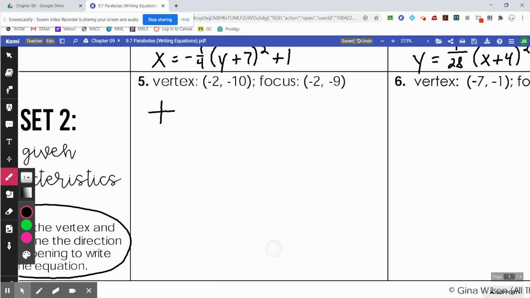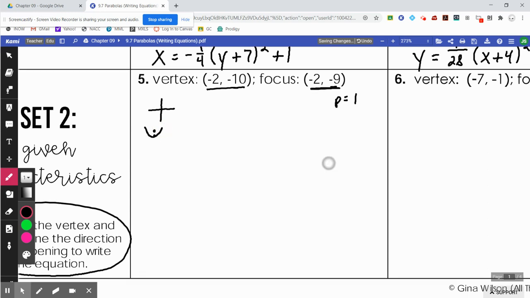I have a vertex at (negative 2, negative 10), so somewhere way down here. And I have a focus at (negative 2, negative 9). Again, the p-value is the distance from the vertex to the focus. And you can see from negative 10 to negative 9, that'd be a distance of 1. Now, we do need to determine if our p-value is positive or negative. It's positive if it cups up. It's negative if it cups down. And remember that a parabola always cups around a focus. Therefore, since my vertex is lower than my focus, then that means it's going to cup up.